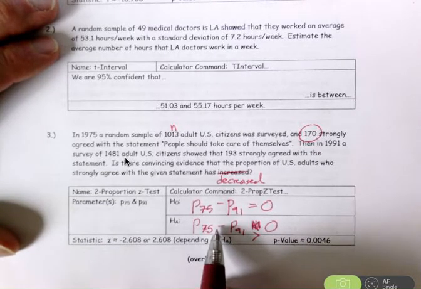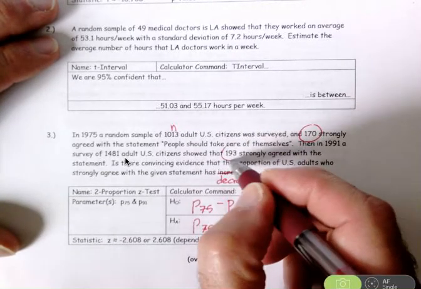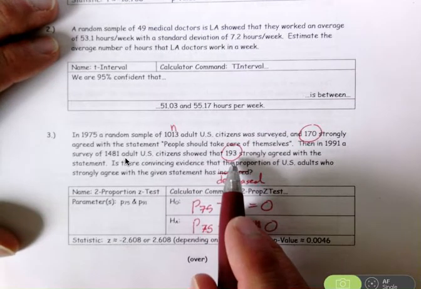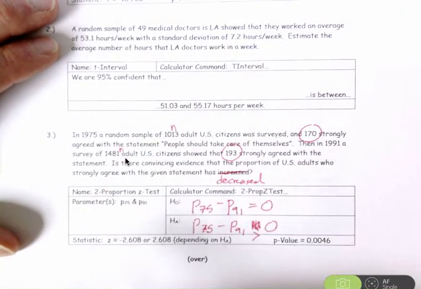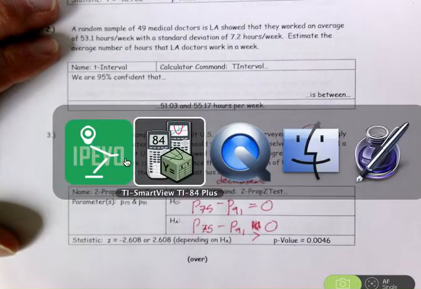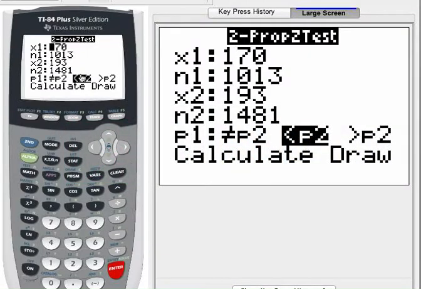So in 1991, I have 193. That's my number of successes out of this sample size of 1481. So when you put this into your calculator command, here's the data from 1975, the 170 out of the 1013. Next comes the data from 1991. That's the 193 out of the 1481.